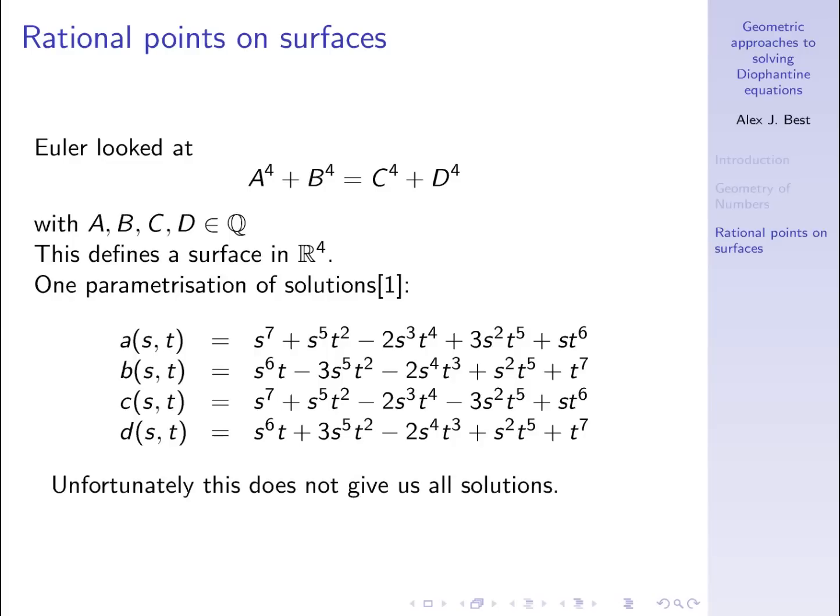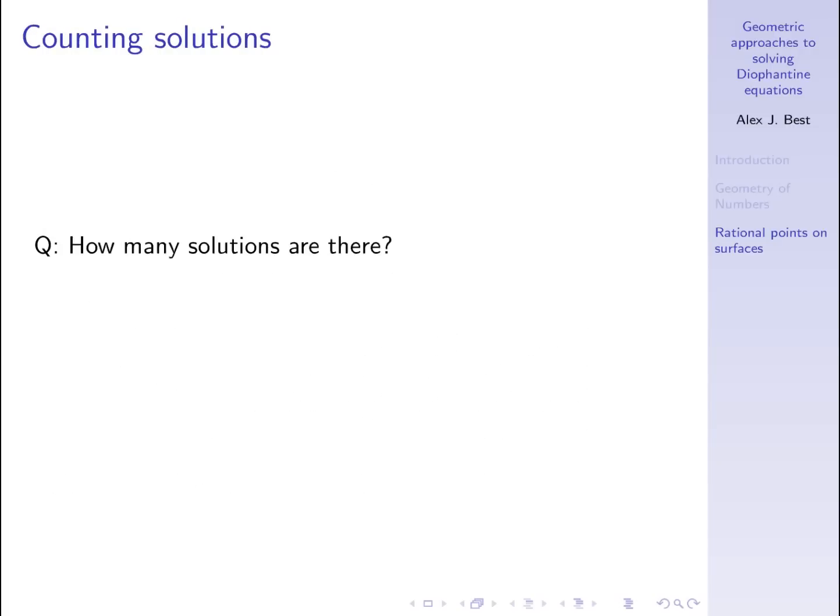There are other rational points on this surface that aren't generated by this parameterization. So that's a bit of a sticking point, but we're going to move on. If we had a different problem, for example the same equation but with cubes, there is a parameterization which does generate all the solutions. So these techniques are of use.